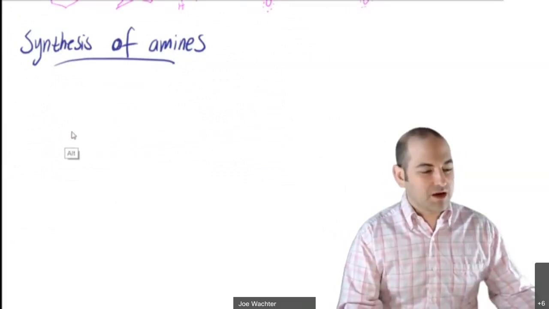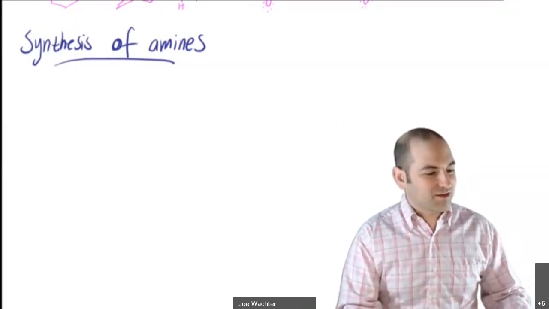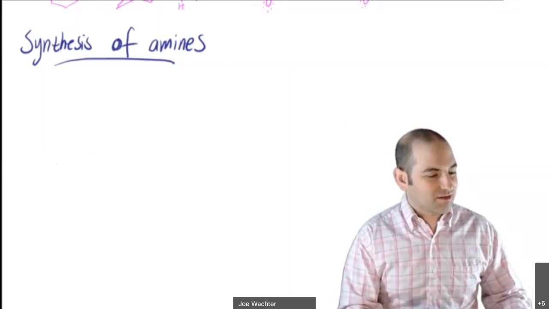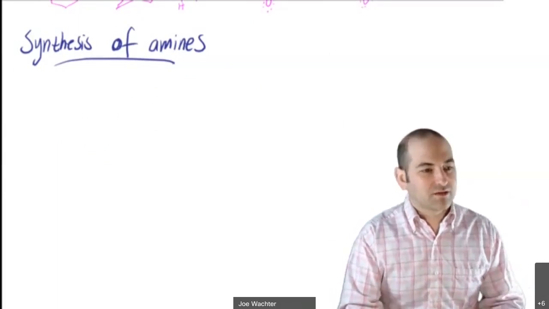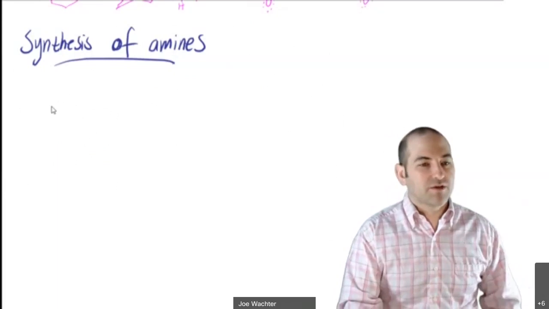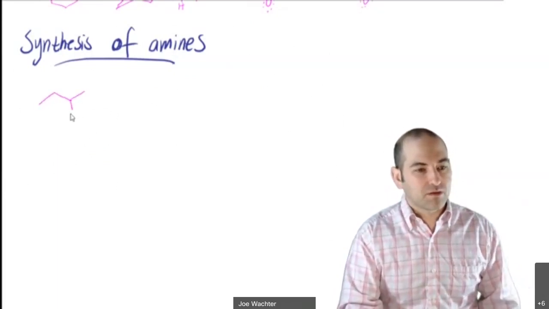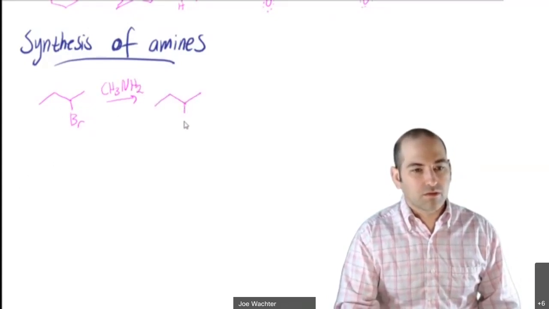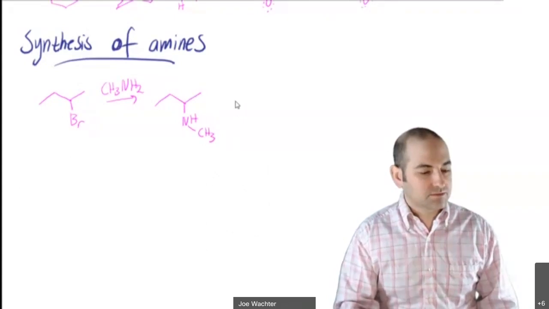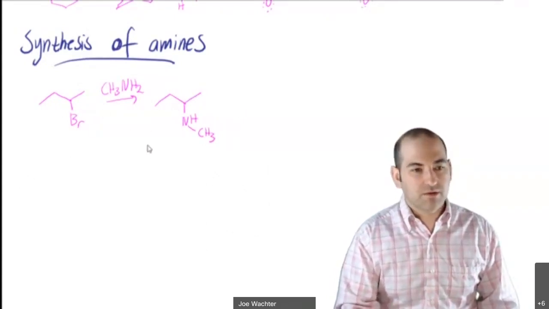So if we want to make amines, we've got a couple choices. One we've already kind of looked at, which is substitution. So we can always make amines by using them because they're decent nucleophiles. So things like that, shooting for the bromine, substitution type chemistry.